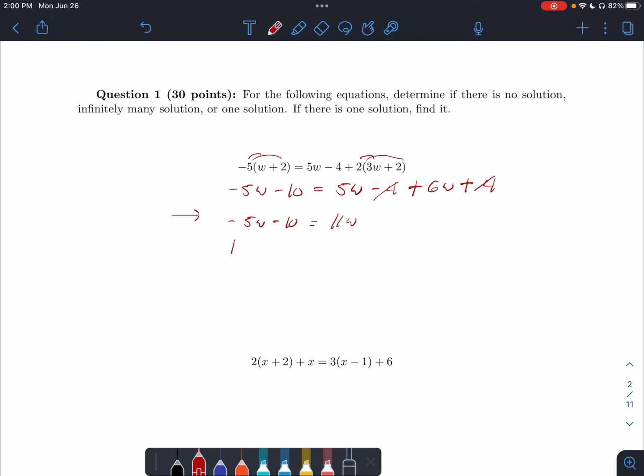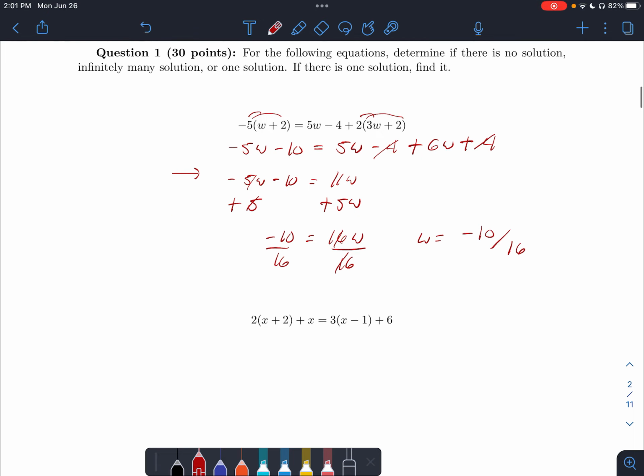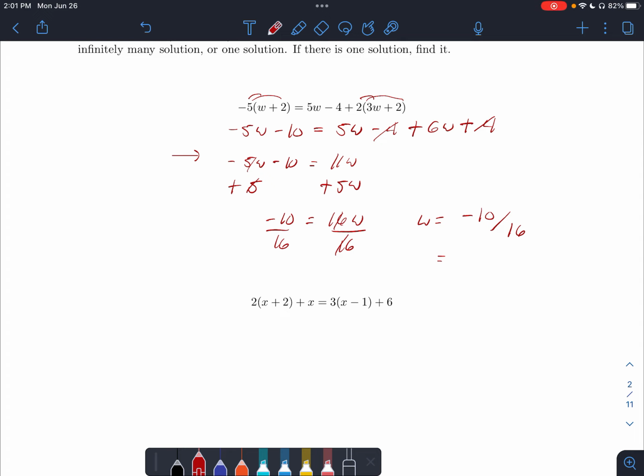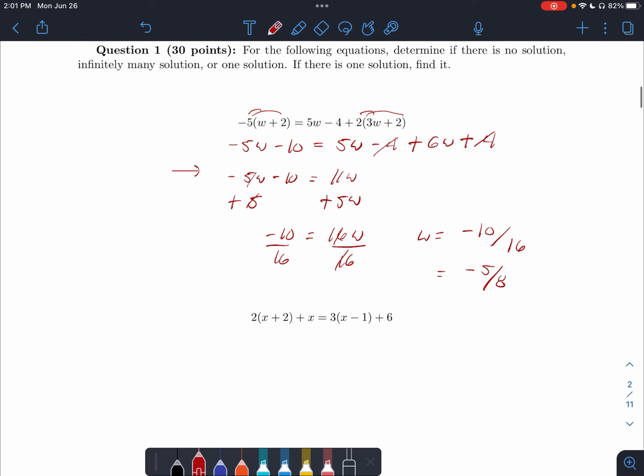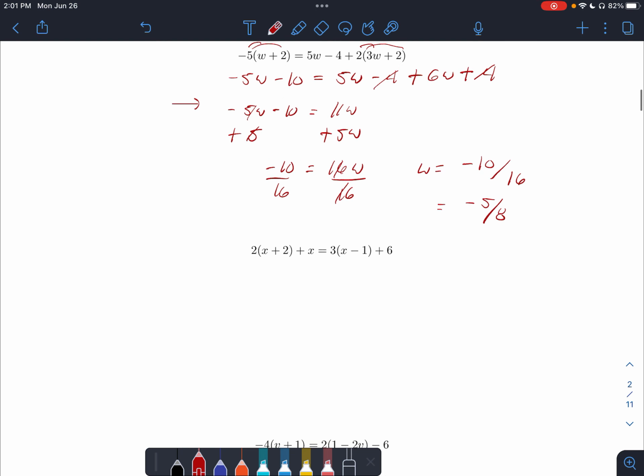So let's go ahead and bring this 5w over. So plus 5w. Okay, so we'll have negative 10 is equal to, looks like 16w. We can divide both sides by 16, and we'll get w is equal to negative 10 over 16, which we could also say is equal to negative 5 over 8. So w is equal to negative 5 over 8.